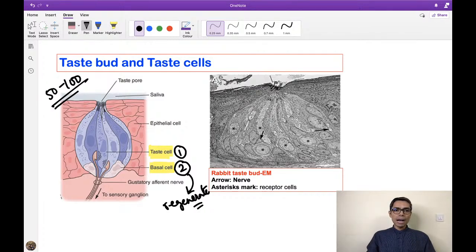Why? The half-life or lifespan of this taste cell is only around 10 to 12 days. Because of the lifespan of 10 to 12 days, what will happen?